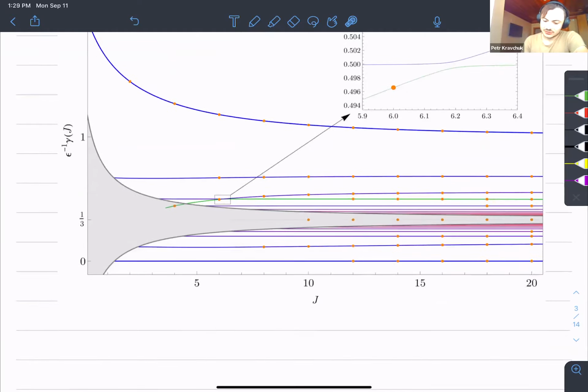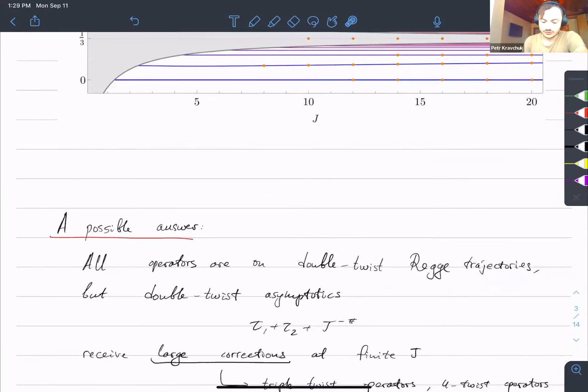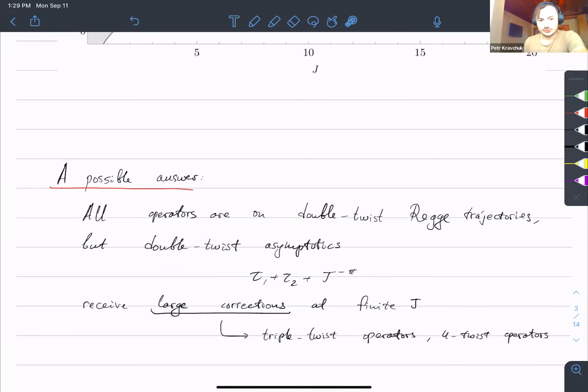And so what I'm trying to say here in a very convoluted way is that the possible answer to the question of whether all operators are on double twist Regge trajectories is that they could be, and we can see in some examples that they are, but the asymptotics that the light cone bootstrap predicts for these double twist trajectories will, for most operators, receive very large corrections at finite spin. And when I say large corrections, I mean corrections which are not likely to be possible to resum from this large spin perturbation theory.